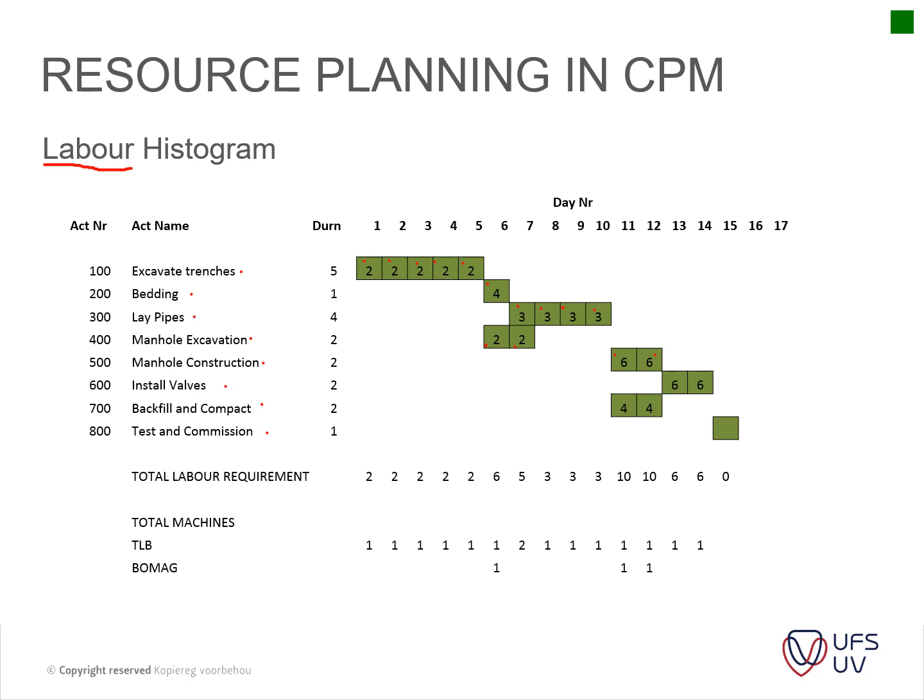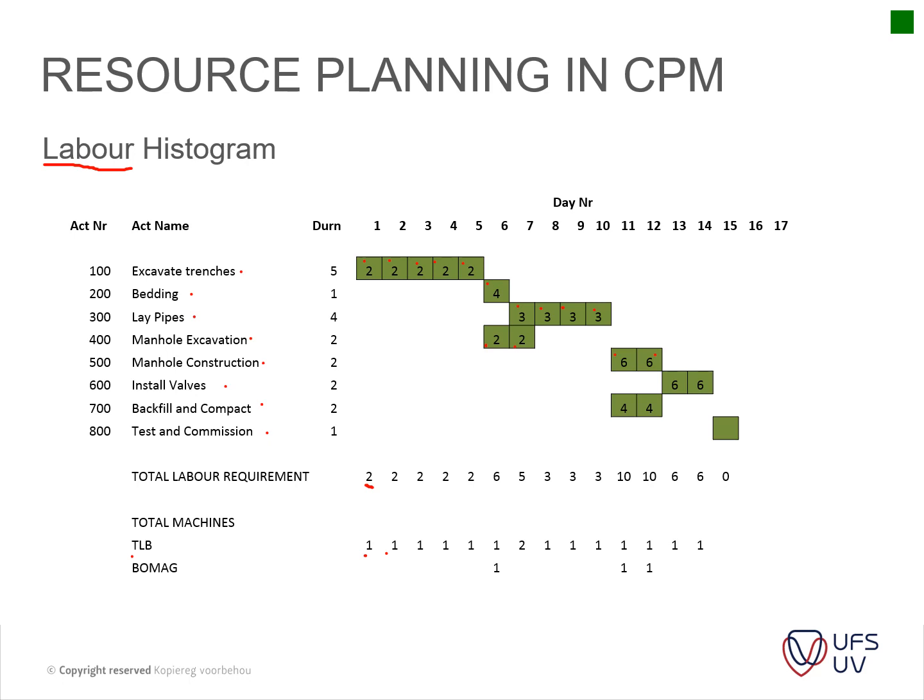This is done on an Excel spreadsheet, and then you just add up the amount of people that you need per day. So the total amount of labor for day 1 is 2. The reason for this being so low is because you've got a TLB as well, which is digging the trenches, so you don't need a lot of laborers. You can only really use 2 people to maybe clean away the excavation, and maybe 1 operator or so. So that's where the rationale comes in.